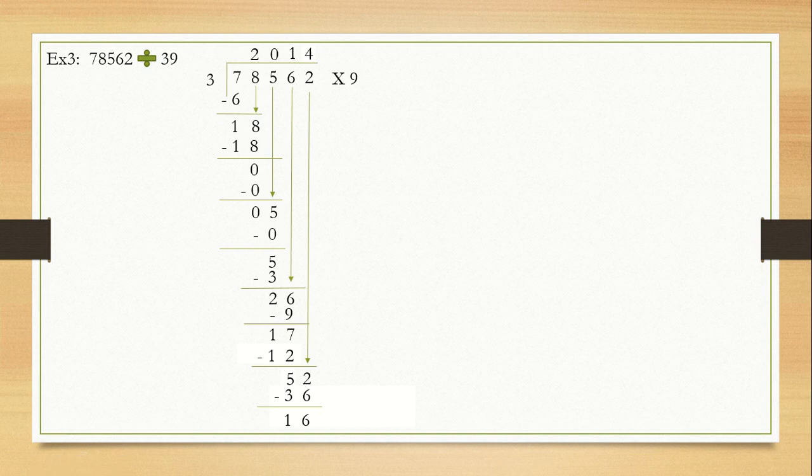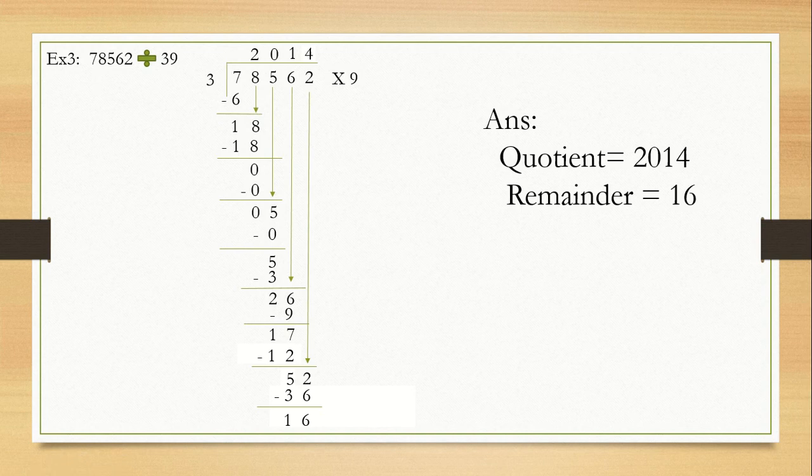and 2014 is our quotient for our sum, that is 78,562 divided by 39. Isn't it easy? We'll see one more example, that is 25,584 divided by 104.